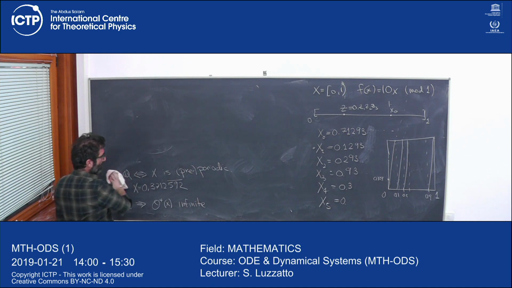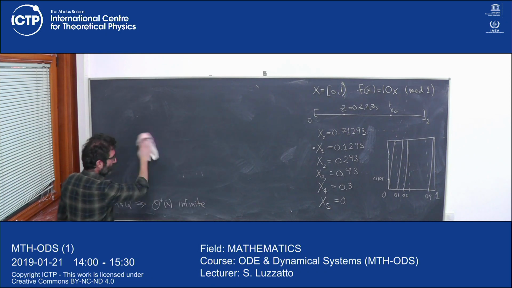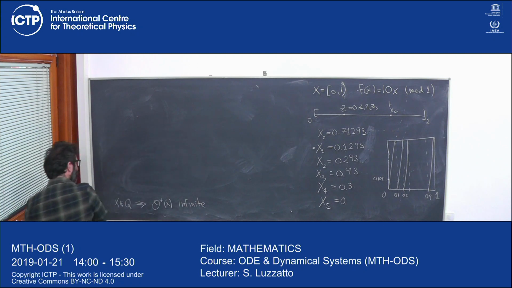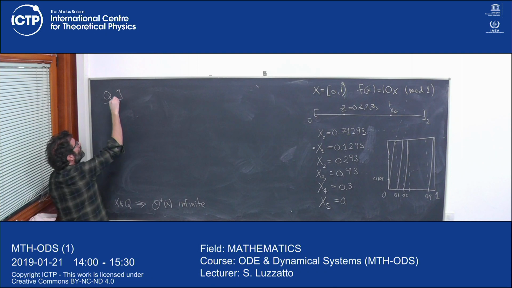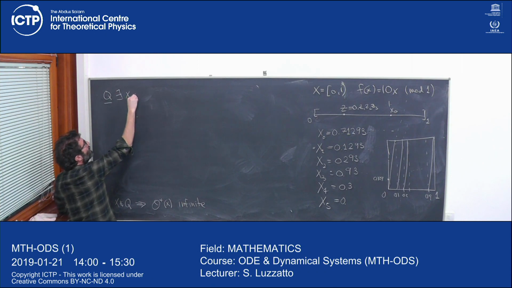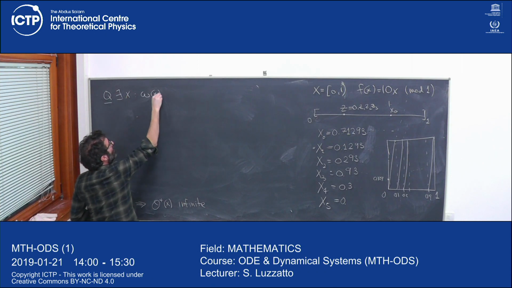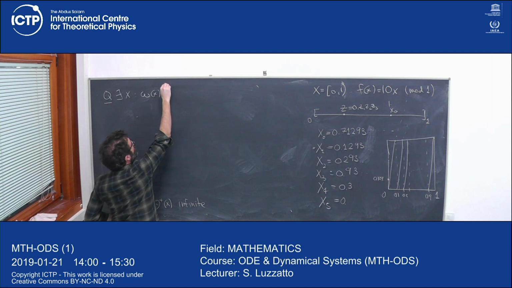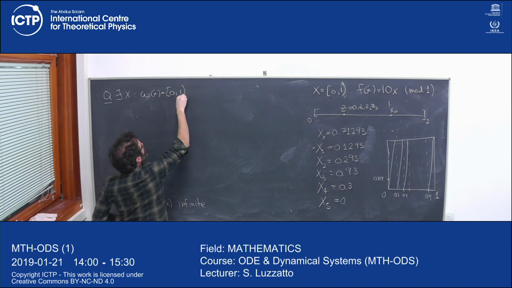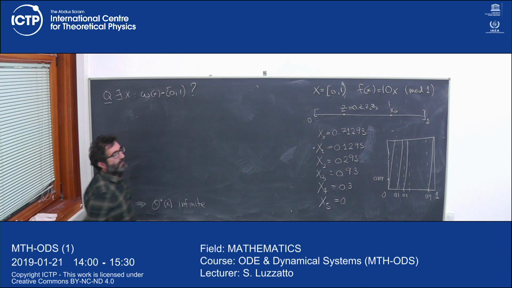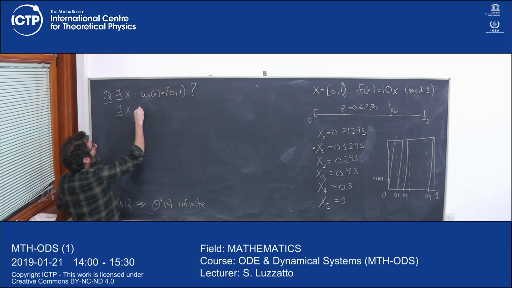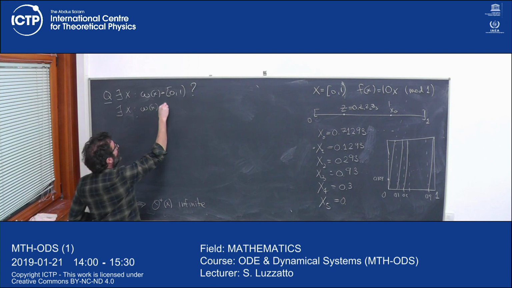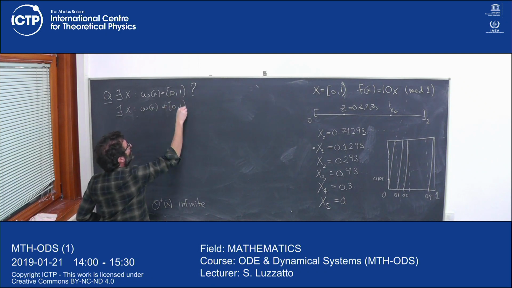What is the omega limit, for example? Can we find a point whose omega limit set is the whole space? So the question: does there exist x such that the omega limit of x is equal to the whole space? And second question: does there exist x such that the omega limit set is not equal to the whole space?